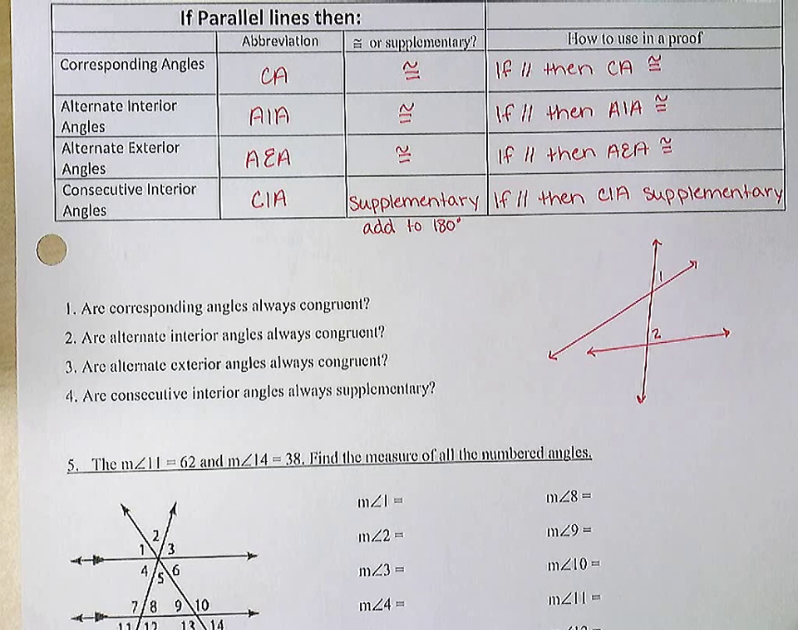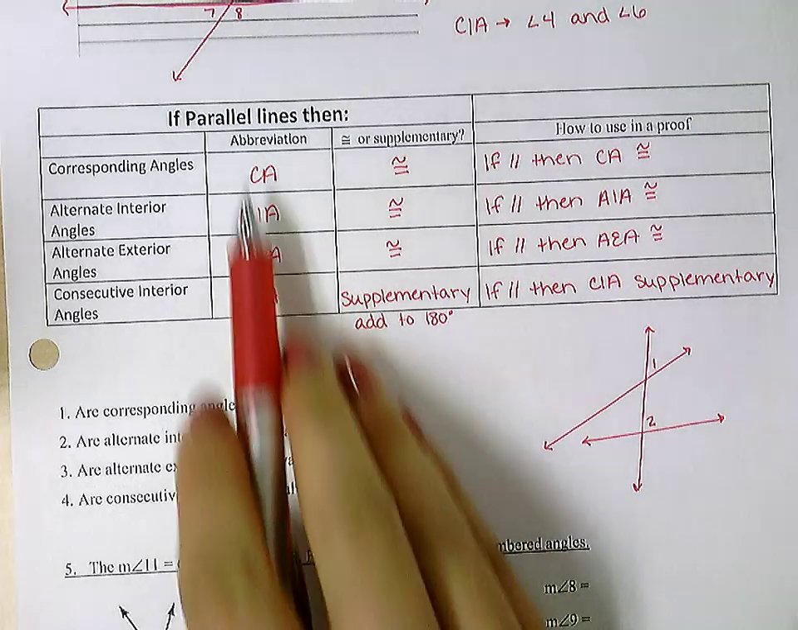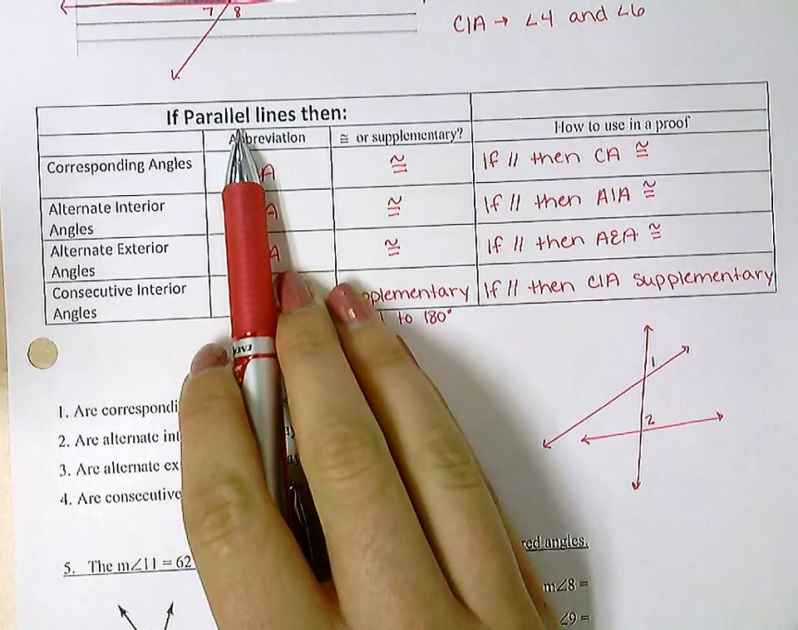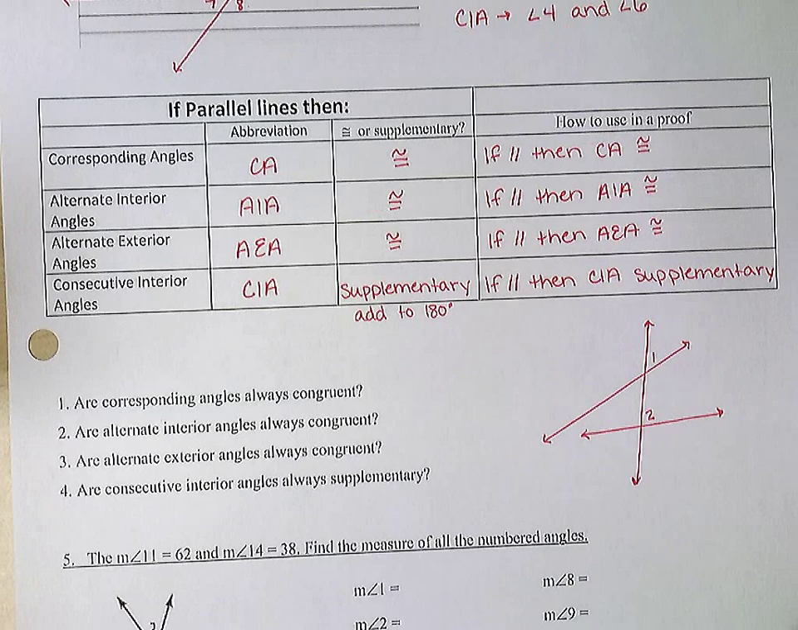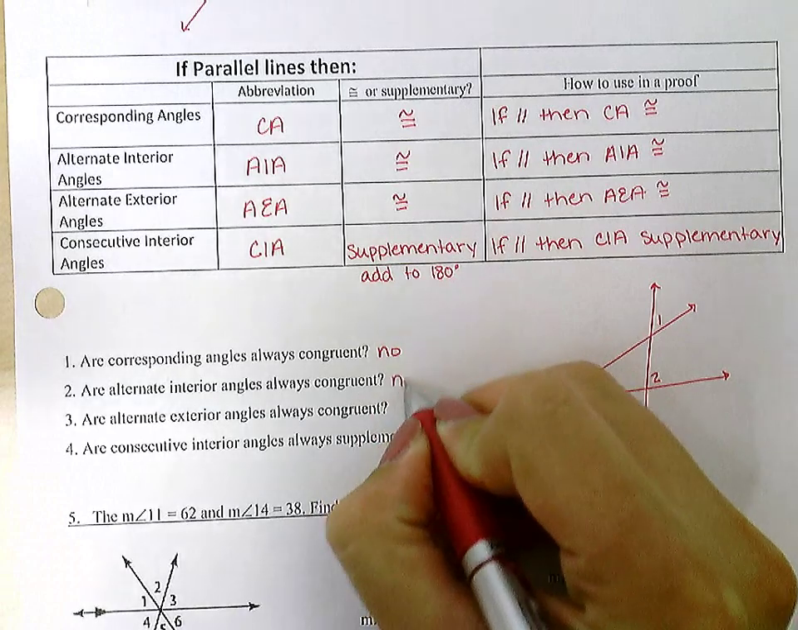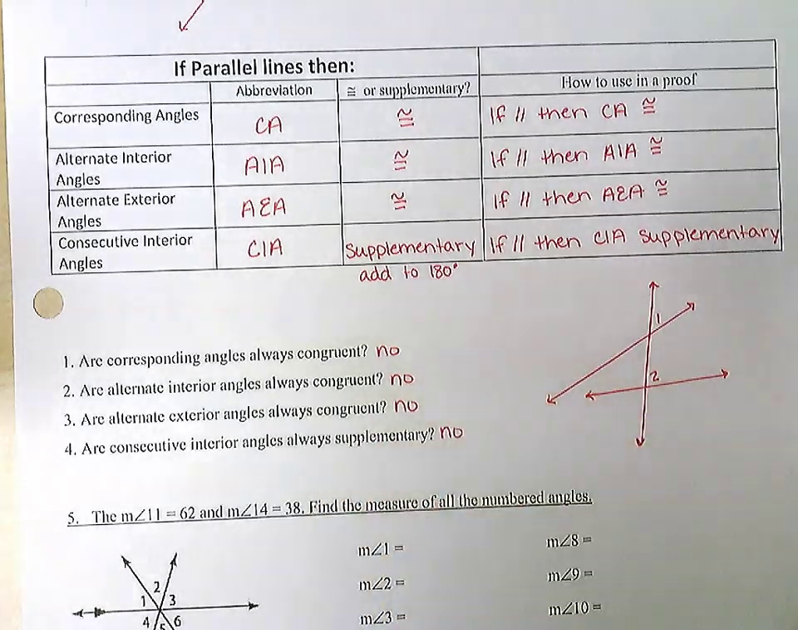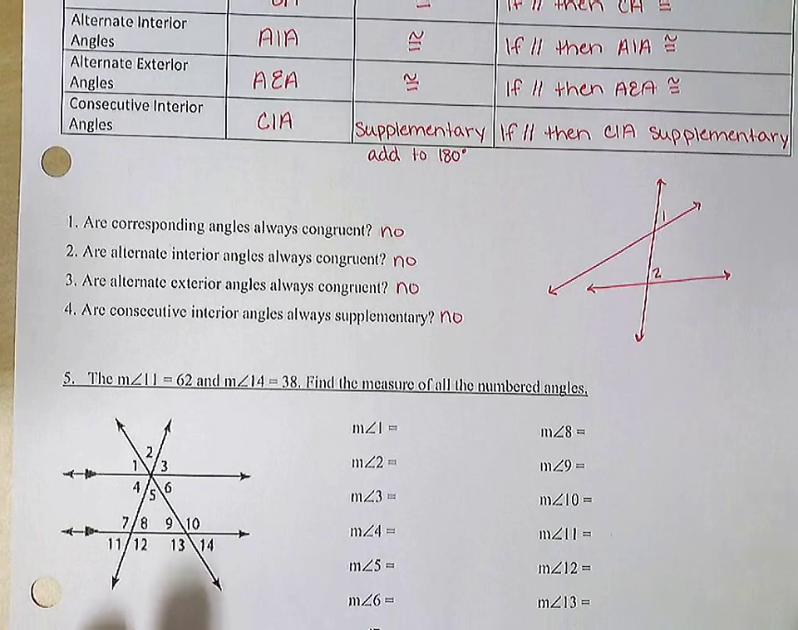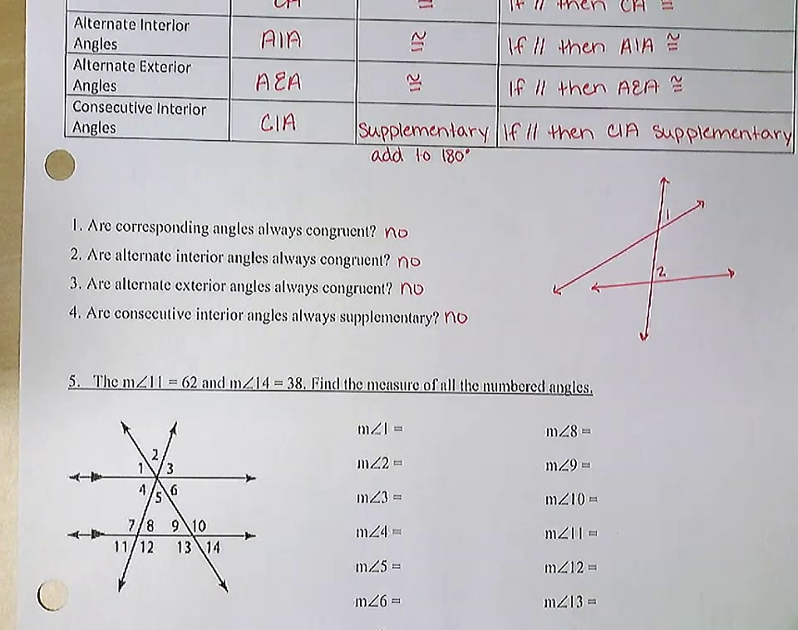No. The only way that they will be congruent is if your given lines are parallel. So your lines have to be parallel for those angles to be congruent, specifically when lines are parallel. So all of these are no. And again, this was my different scenario here. Questions?